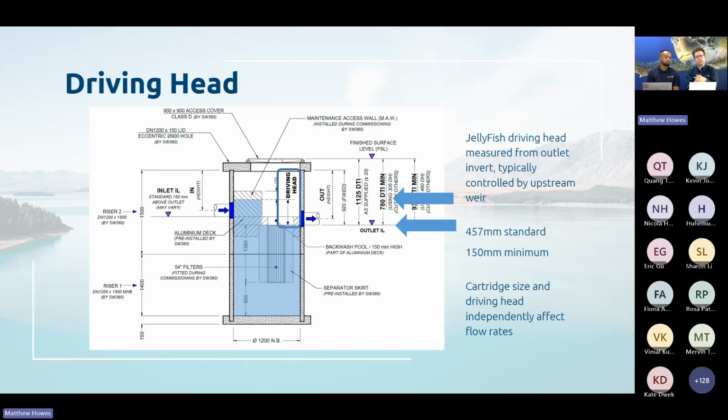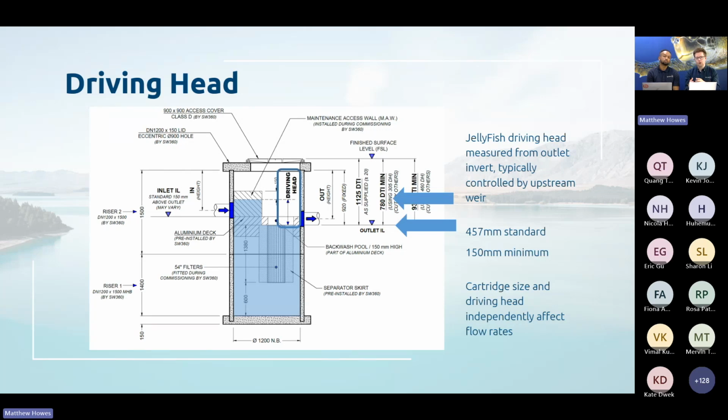Now, with the Jellyfish, it operates slightly differently. The driving head is measured from the outlet invert and is typically controlled and limited by an upstream weir. We'll cover offline design and diverting flows later on in the presentation, but with the Jellyfish, the standard driving head is 457 millimeters. So that's the amount that the water needs to build up above the outlet pipe invert to operate at the design treatment flow rate. We can go down as low as 150 millimeters.